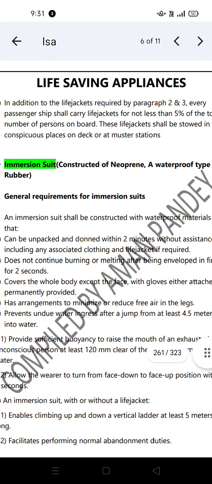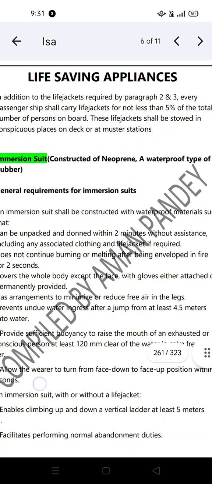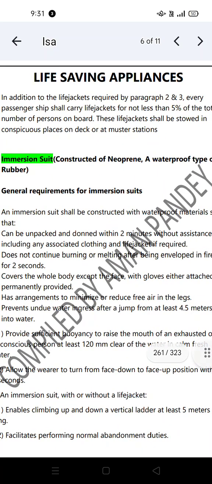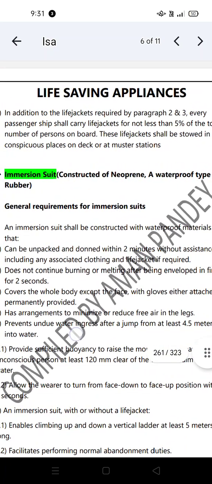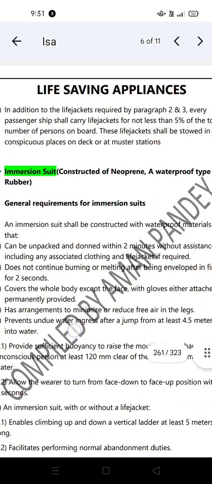These shall be stored in conspicuous places on deck or at muster stations. In addition to the life jackets required by paragraph 2, every passenger ship shall carry life jackets for persons on board.